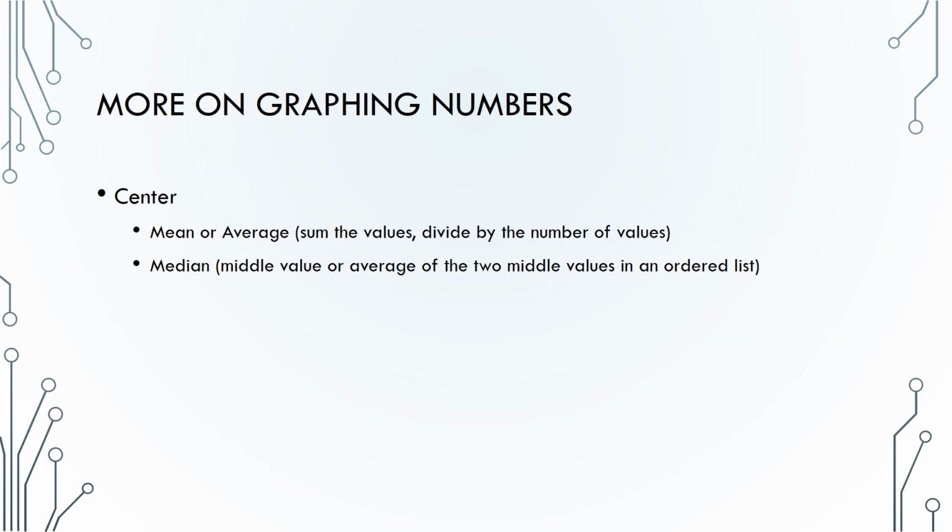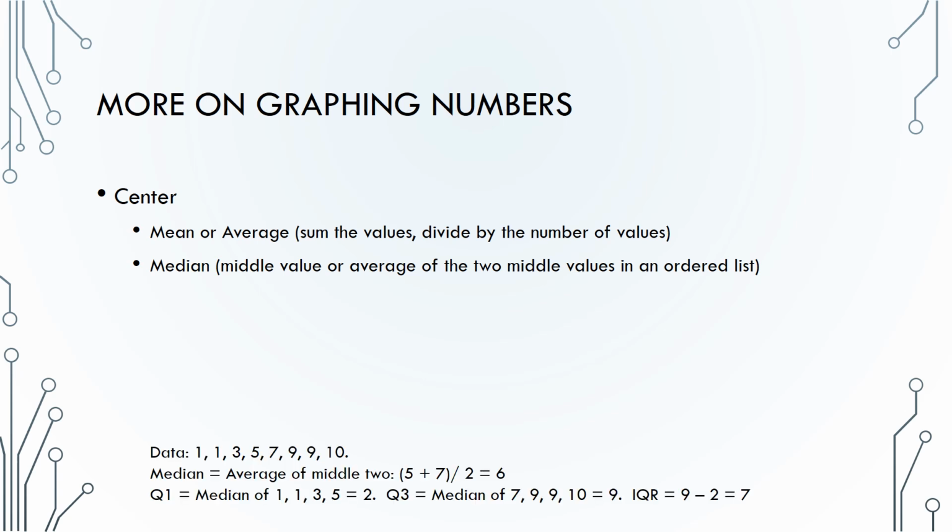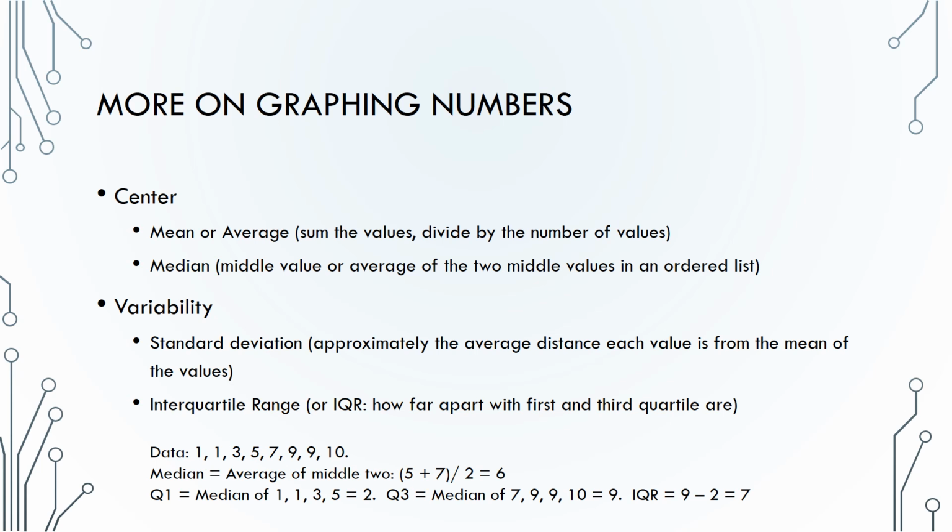If we're graphing numbers, there are four aspects of the distribution that must be discussed. The center of the distribution is typically found using either the mean or the median. The variability of a distribution is typically found using either the standard deviation or the IQR.